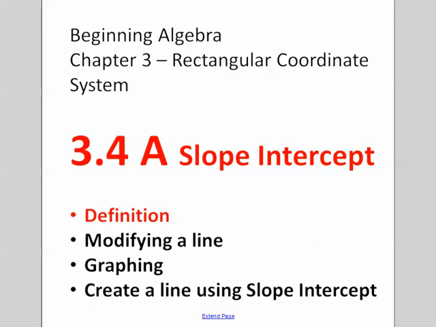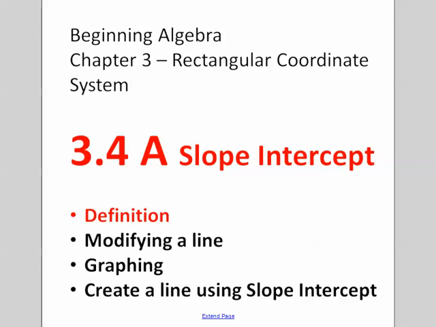Alright, so here we are at 3.4. Chapter 3.4, this is video A, the first video, talking about slope-intercept form of a line. In chapter 3.3, we talked about the slope of a line, and we talked kind of about what it looks like, how it should be graphed, the steepness of it, what the slope means.